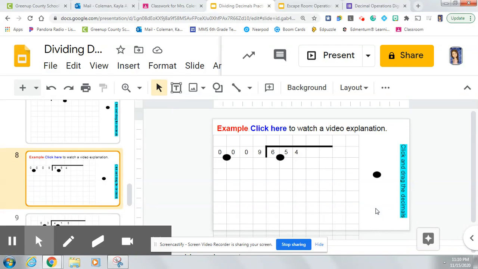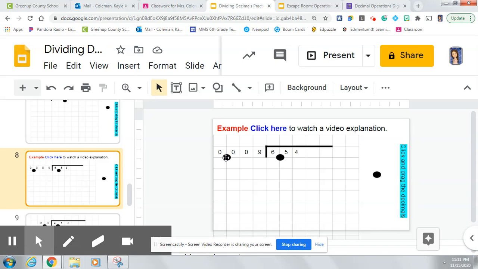Hey guys, in this last video, I'm going to explain to you one of the most challenging problems in this slide. Okay, so in this problem, we have a decimal divided by a decimal. So we have a decimal dividend and a decimal divisor. Well, we've talked about in the past how we cannot divide by a decimal divisor. We have to change this divisor to a whole number.